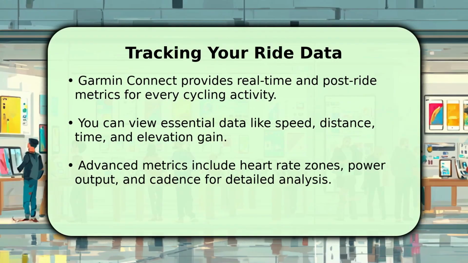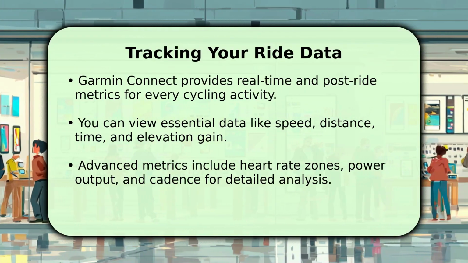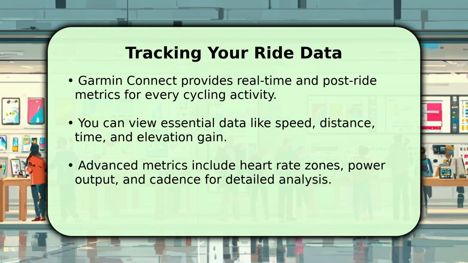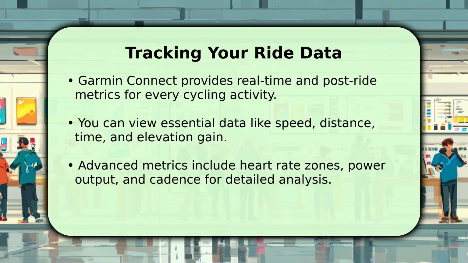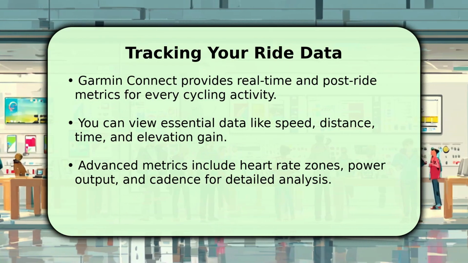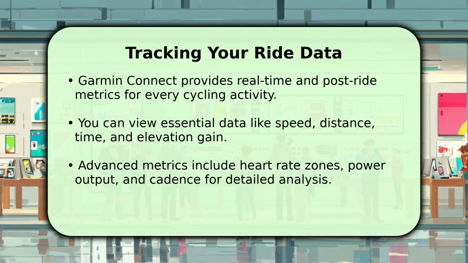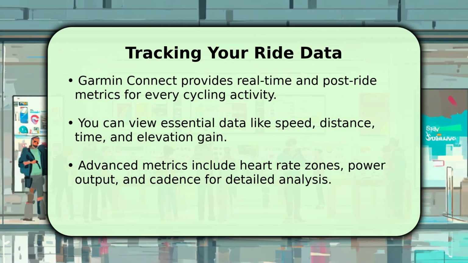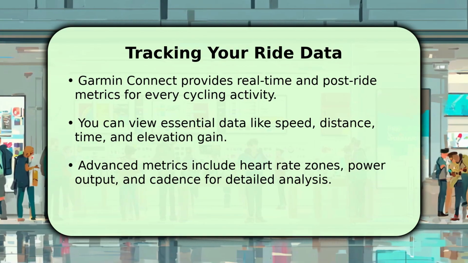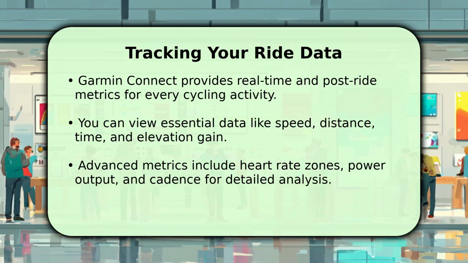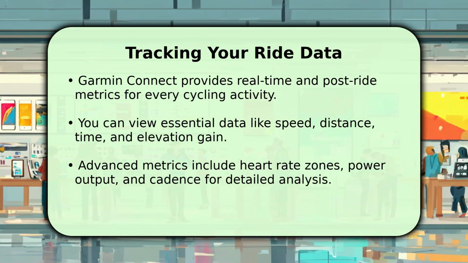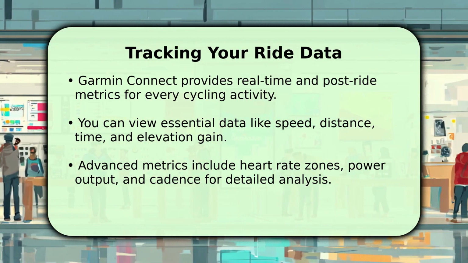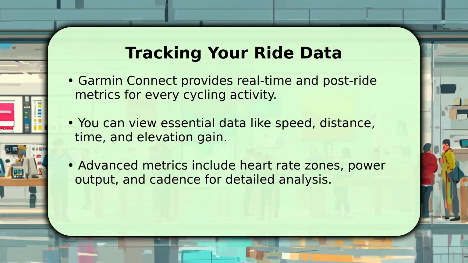Once your ride is complete and synced, Garmin Connect becomes your ultimate data hub. You'll immediately see a comprehensive overview of your activity, including total distance covered, average speed, and overall ride time. Dive deeper to analyze crucial metrics like your average heart rate, peak power output, and cadence throughout the ride. The platform visually represents these statistics with intuitive graphs and charts, helping you understand your performance at a glance. You can even customize which data appears first on your activity summaries.